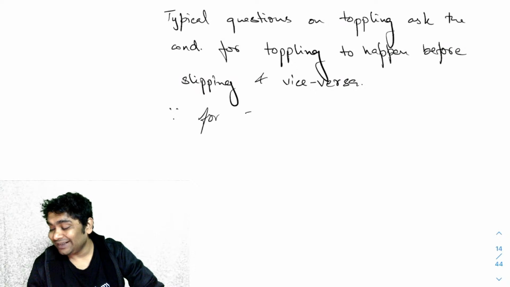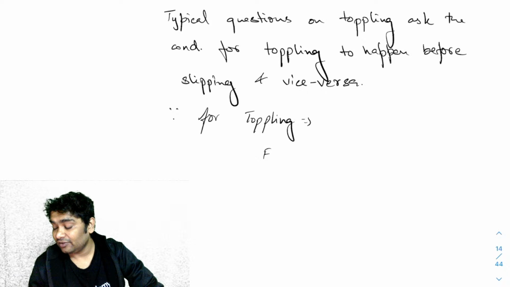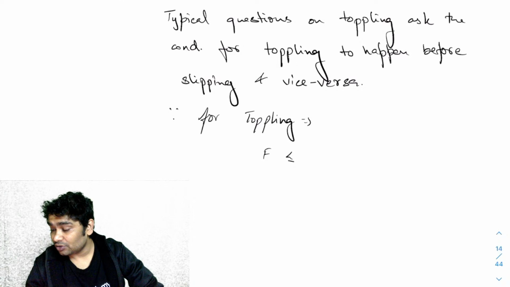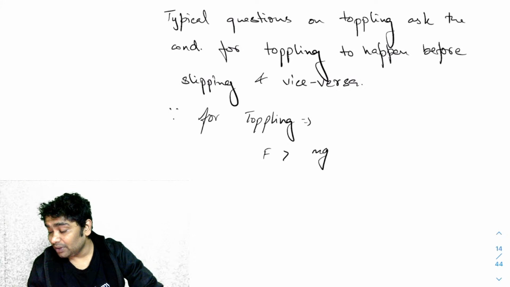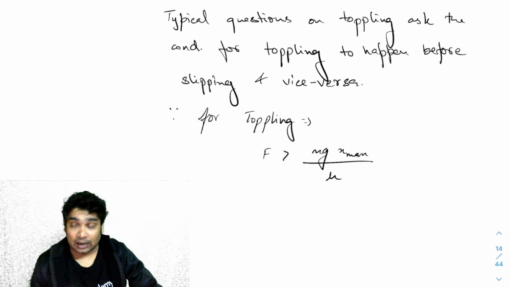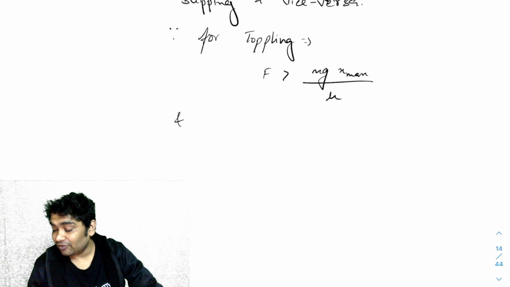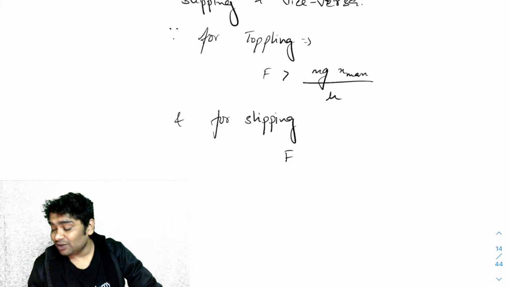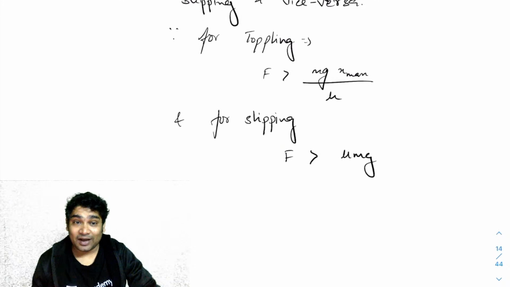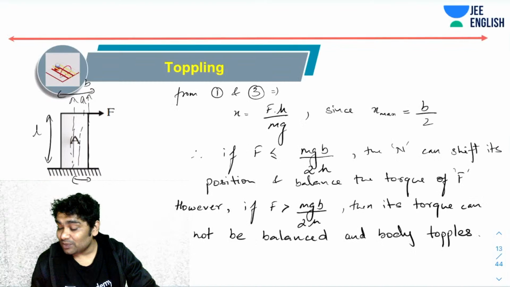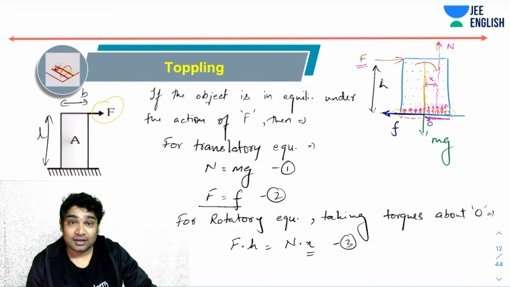Since for toppling, the condition that we just found was that F should be greater than mg times b by 2, let's call b by 2 to be x max, over h. So this is the condition for toppling to happen. And for slipping, if F becomes greater than mu mg, which is the limiting friction.